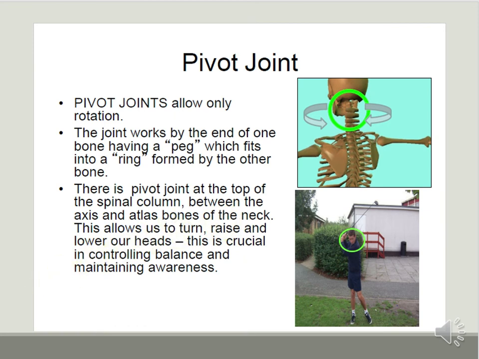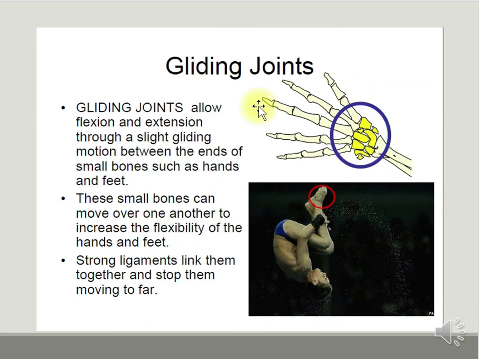Now next is the gliding joint. The fourth category is the gliding joint, and here there is slight movement or motion between the small bones. We have the small bones at the wrist and at the ankle. So these small bones can move over one another, that increases the flexibility of the hands and feet, and they are held by strong ligaments so that they are not allowed to move far away from each other. So they glide over. That's why it helps us in movement of our wrist and the ankle.